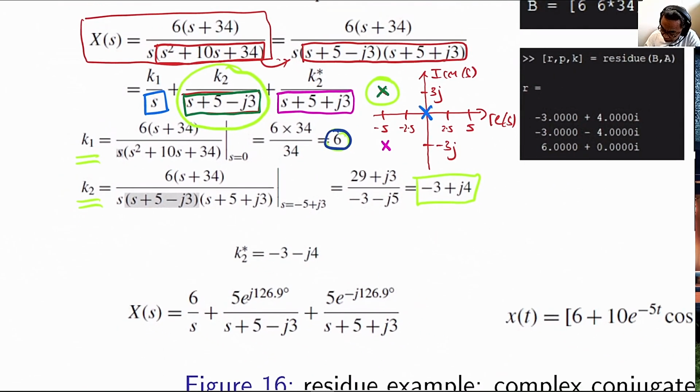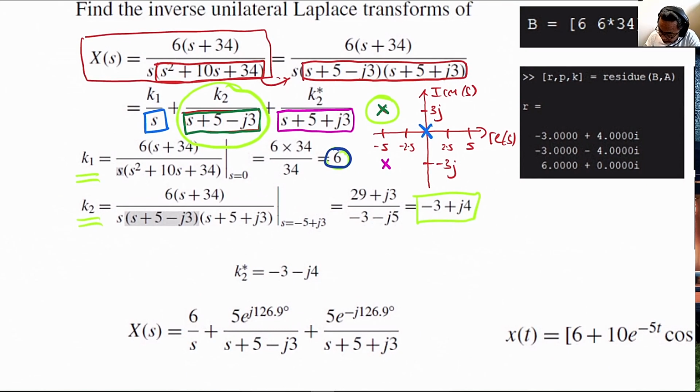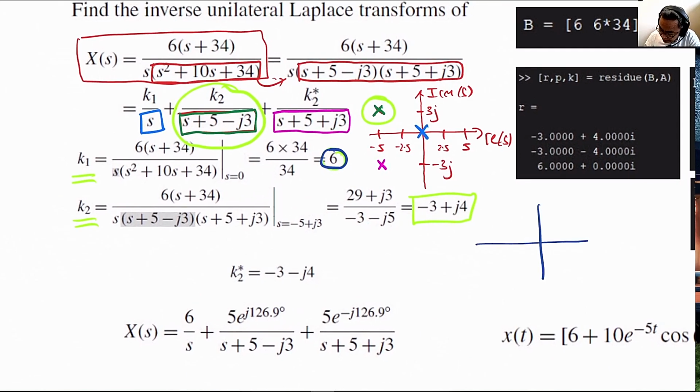Where is minus 3 plus j4? Let's again draw another complex plane. And where is minus 3? So minus 1, minus 2, minus 3. Where is plus j4? 1, 2, 3, 4. So it is somewhere here. And I draw a point here. And this point is minus 3 plus j4.